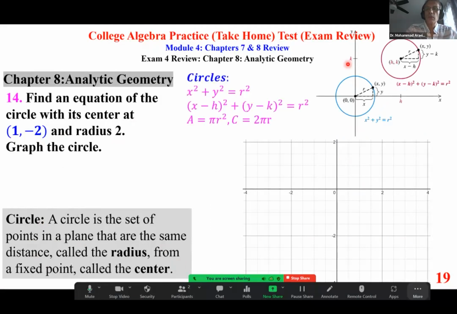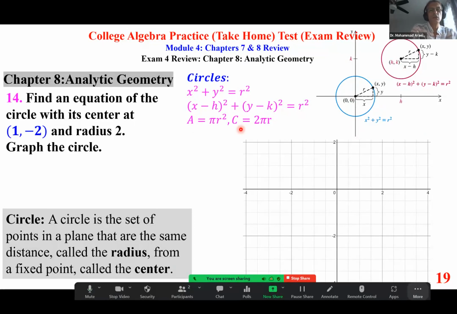As you look at this one, centered at (0, 0), it has the equation x squared plus y squared equals r squared. This one, centered at (h, k), is (x minus h) quantity squared plus (y minus k) quantity squared equals r squared. And as you know, area is pi r squared, circumference is 2 pi r.